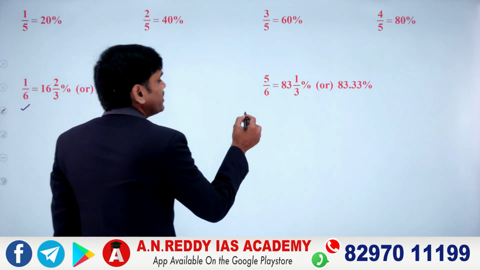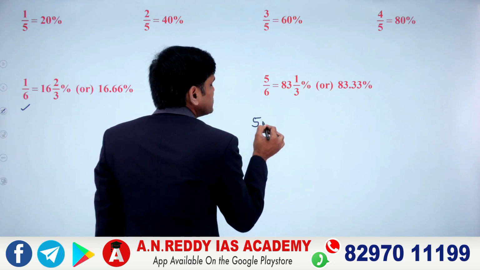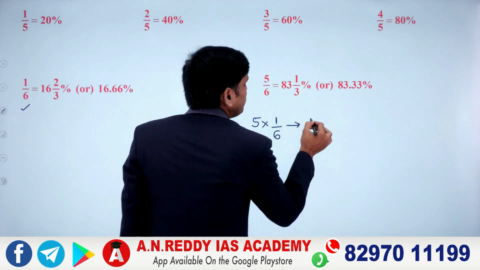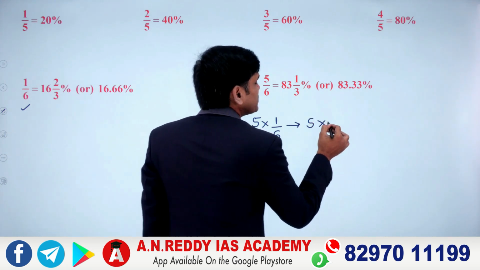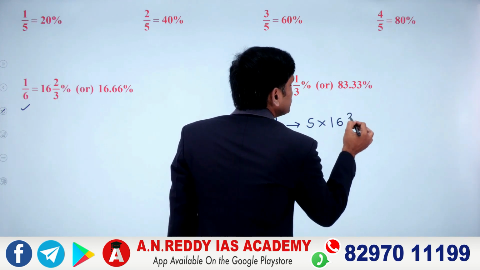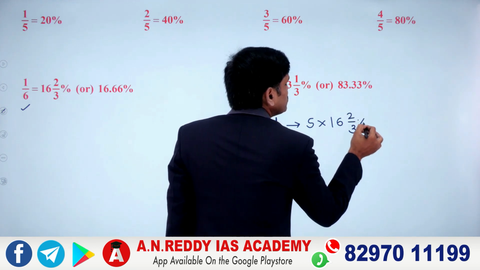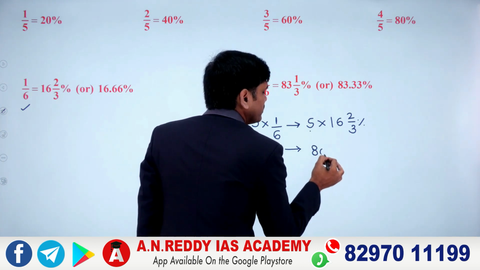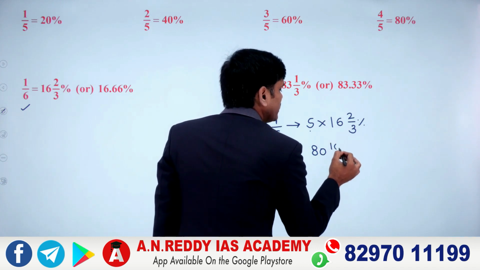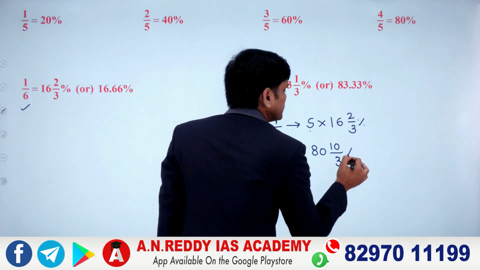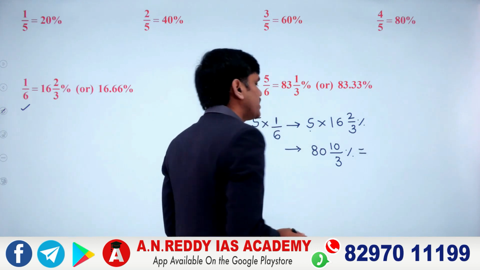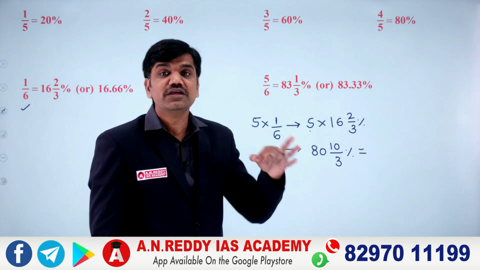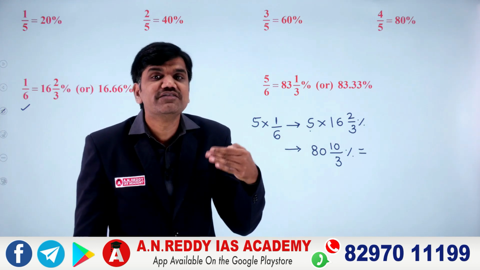5 by 6 is nothing but 5 times of 1 by 6, which is 16 2/3%. So 5 times of that you have to take. 5 times of 16 is 80. 5 times of 2 is 10. 80 10/3%. Please remember, in a mixed fraction, the numerator should never be more than the denominator. If it becomes more than the denominator, divide it further.